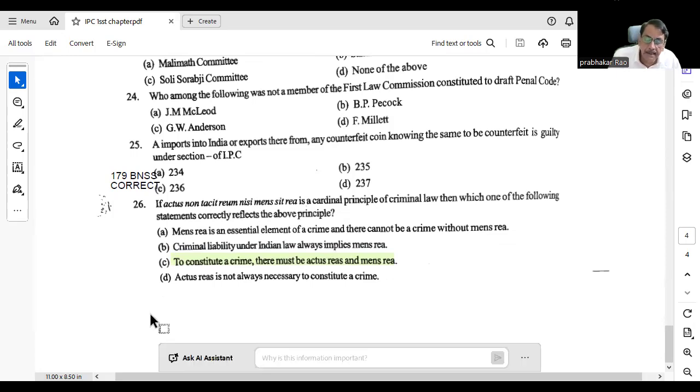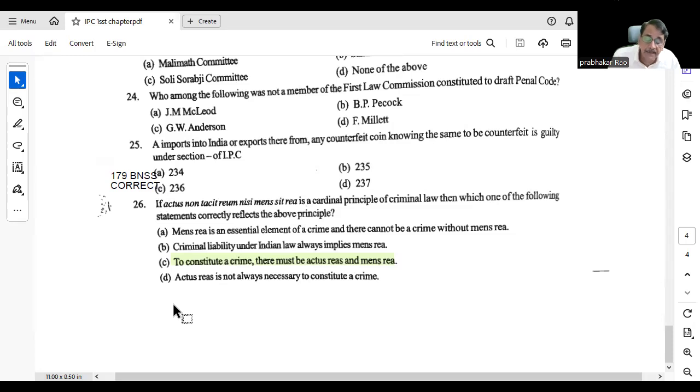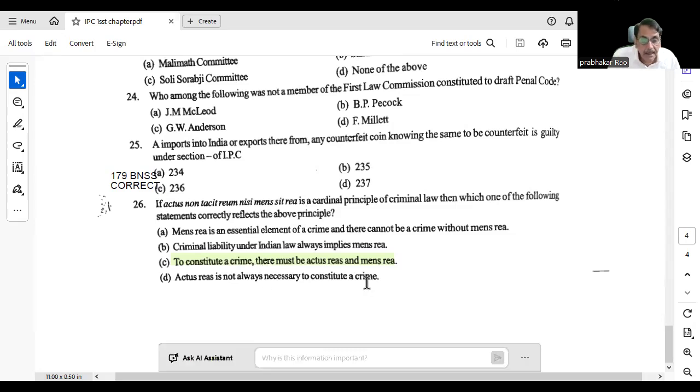This is the general principles of criminal law. General principles of criminal law are there in IPC as well as in BNS. That's why these questions will repeatedly come, whatever the Act may be. That's why we have to master these things. Okay. After that, there is one thing I want to tell you.